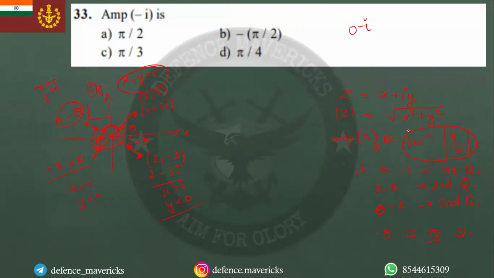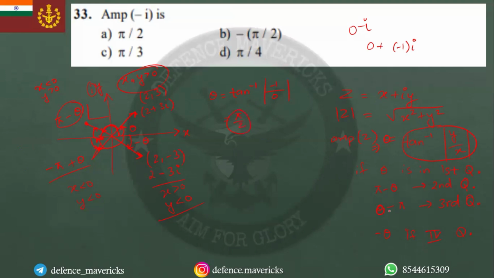Okay, now what is the theta? First of all, theta is tan inverse of mod y by x. What is y? y is simply 1 because this is 0 plus minus 1 i. So y is minus 1 and x is 0. So how much will theta be? Tan inverse of infinity, which is pi by 2. So can I directly write pi by 2? No, because I also have to look at the quadrant.